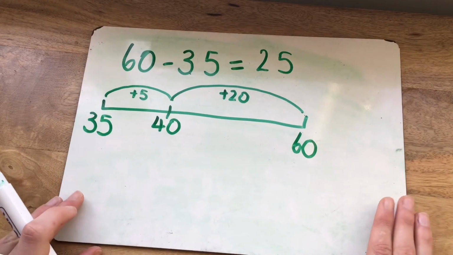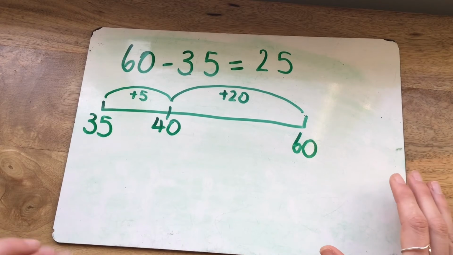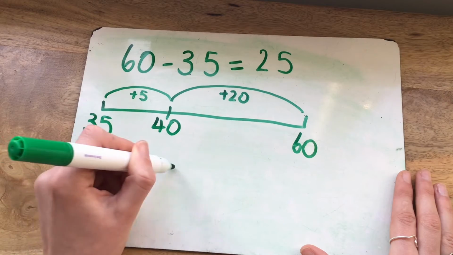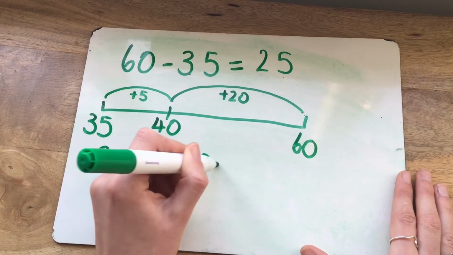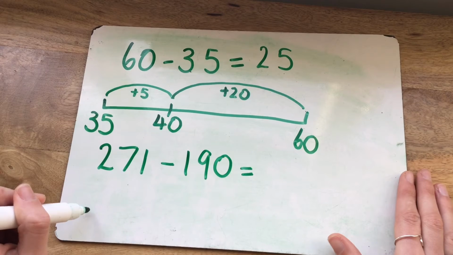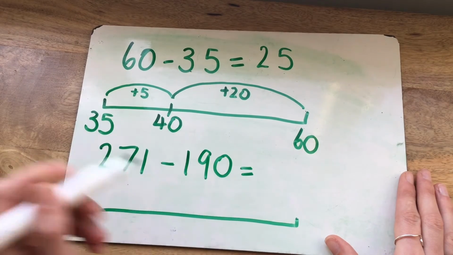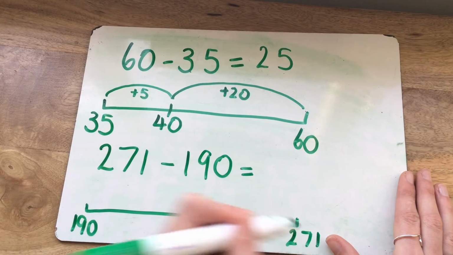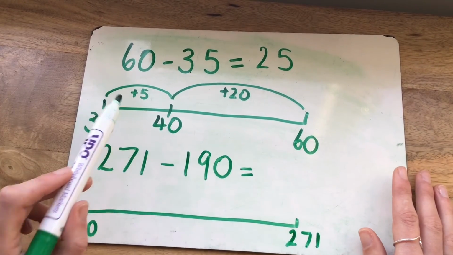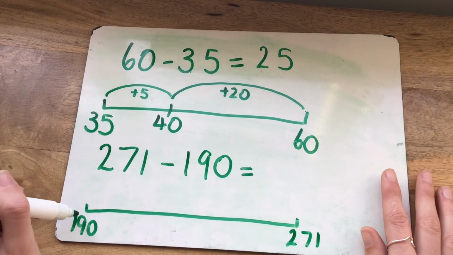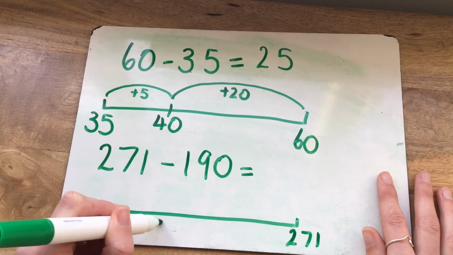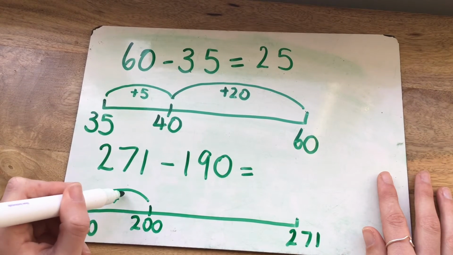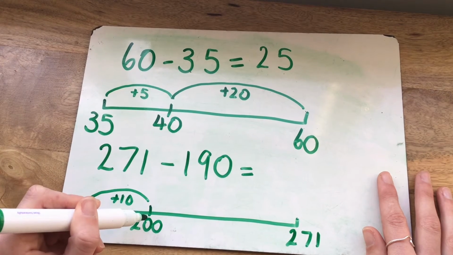Okay, so then in your workbook, number 6 is 271 subtract 190. And the strategy that I'm going to use is adding. That's where I got a little bit confused. Okay, so 190 is plotted down here and 271 is plotted up here. So I'm not going to go to the nearest 10 this time because I'm working in hundreds. So my next 100 after 190 is 200. What have I added to get there? Oh, I've only added 10. So 190 add 10 gets me to my 200.